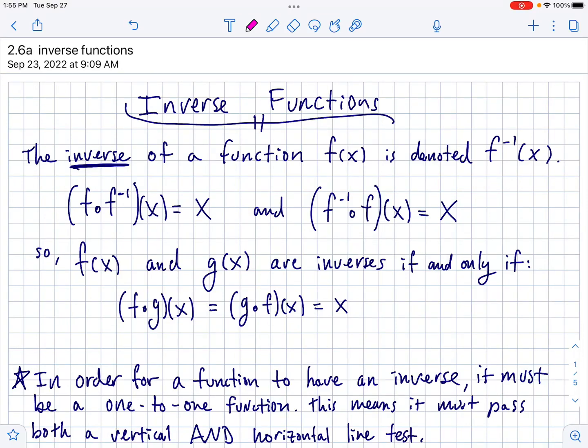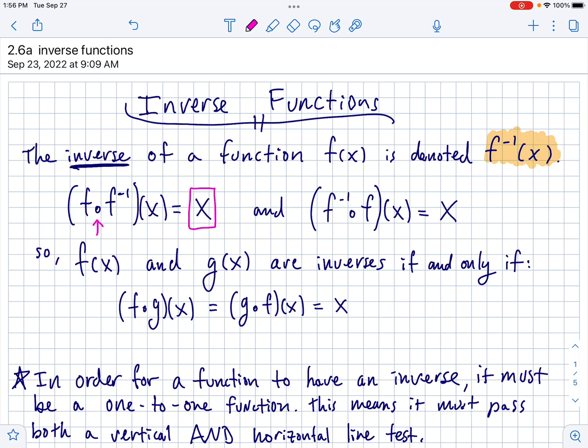All right, IBSL1. Today we're going to talk about inverse functions. The notation for the inverse of a function is f to the negative 1 of x. That is not an exponent. It's just a notation that says this is the inverse of f. Now, if a function and its inverse are composed with each other, using this composition symbol, you should get just x.